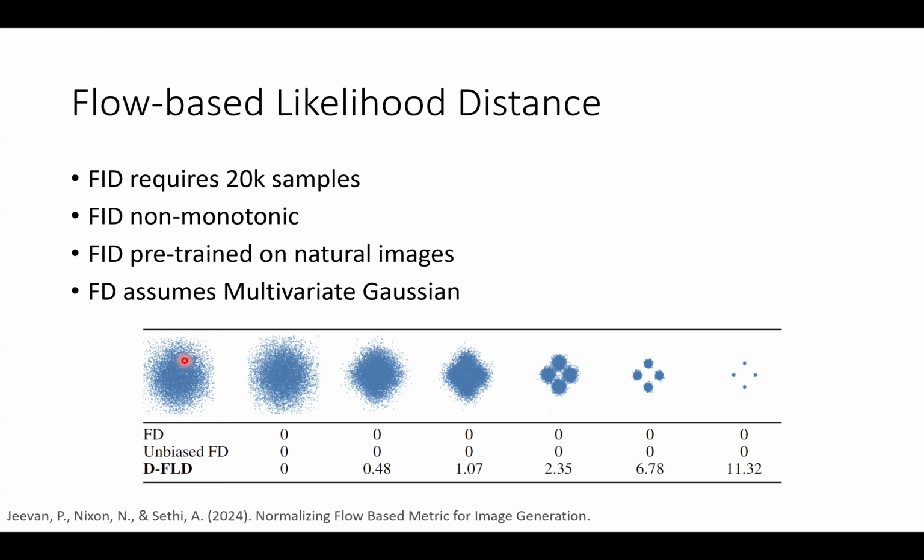Also, Fréchet Inception Distance assumes that the features from this Inception v3 model are a multivariate Gaussian. But this assumption is completely wrong. This table shows that if we take a 2D Gaussian distribution and a mixture of 4 Gaussian distributions, and both of them have the same mean and same standard deviation, the Fréchet distance between them will still be calculated as 0, even though the distributions are clearly very different. So this is an issue that the FID metric cannot solve.